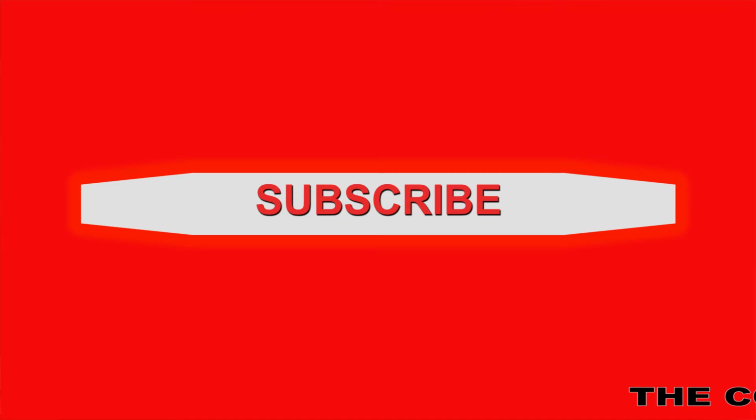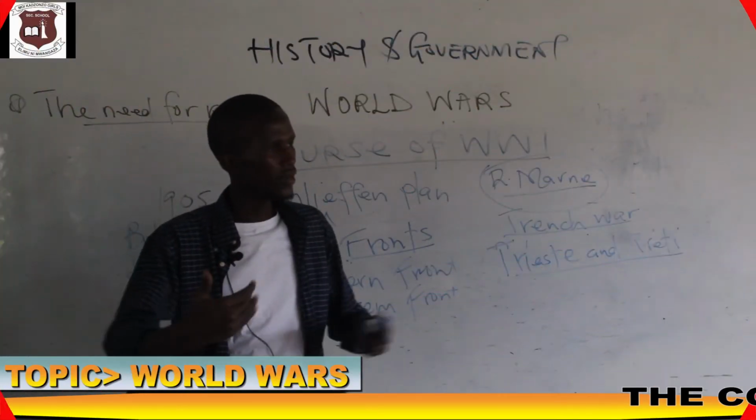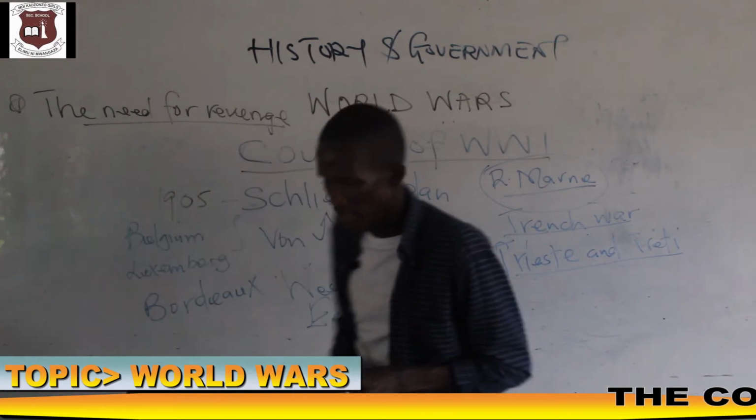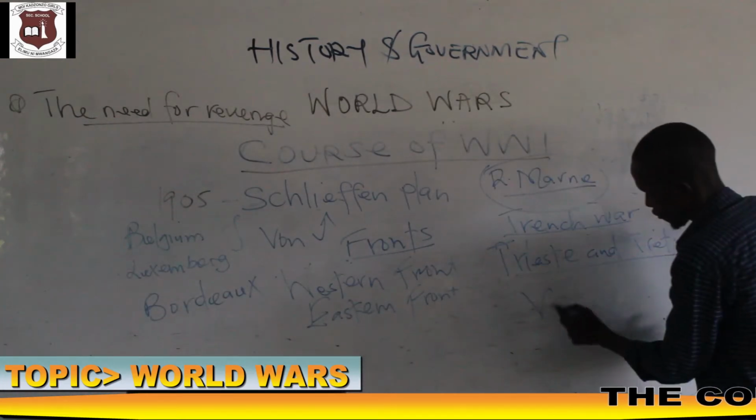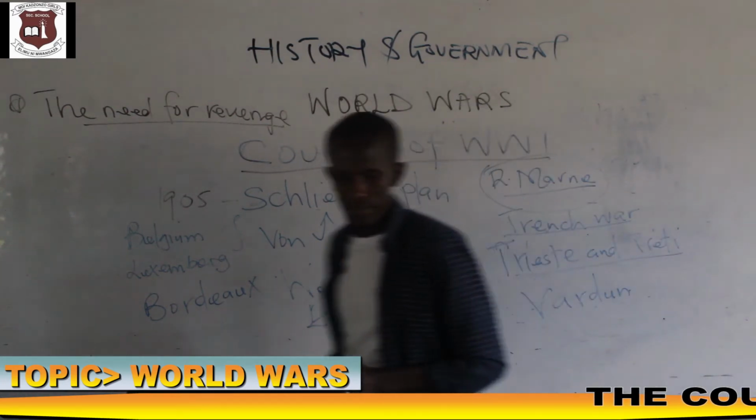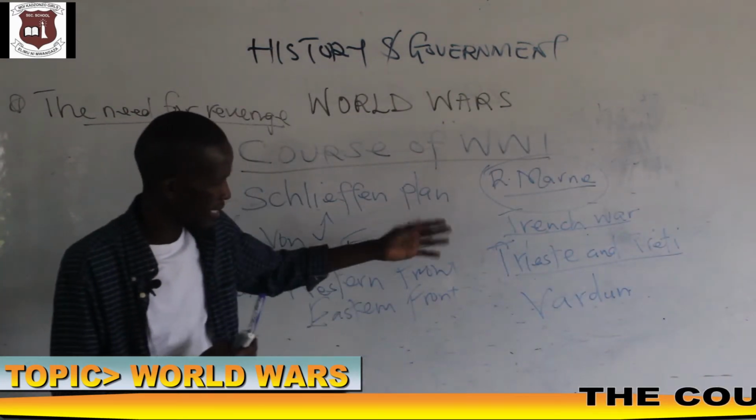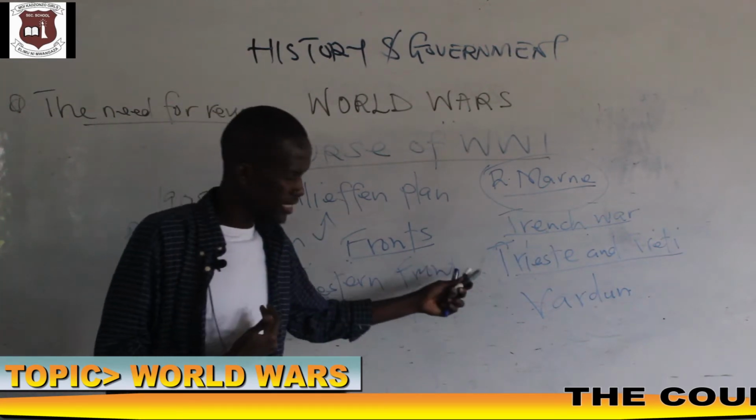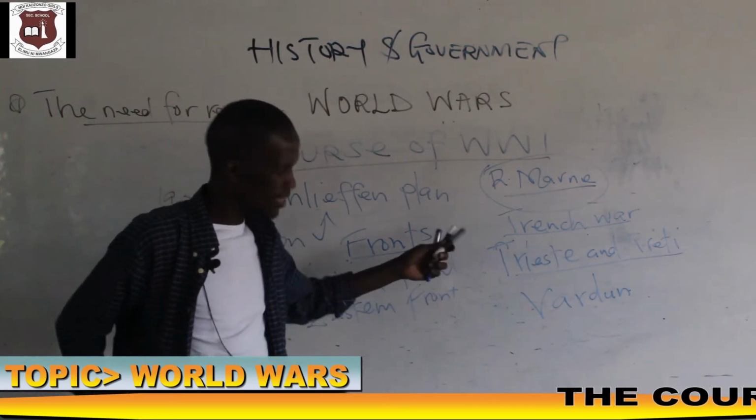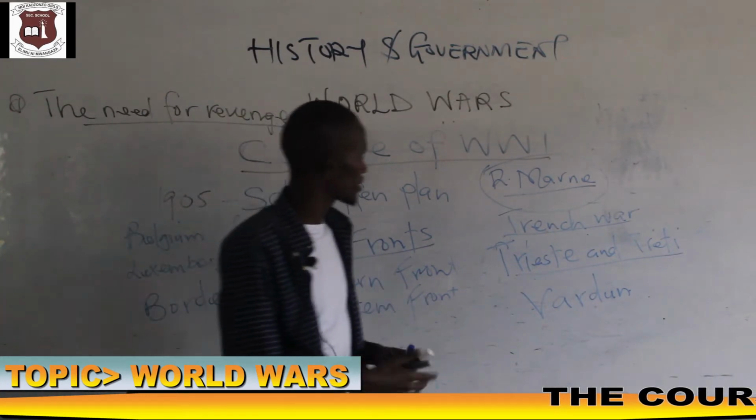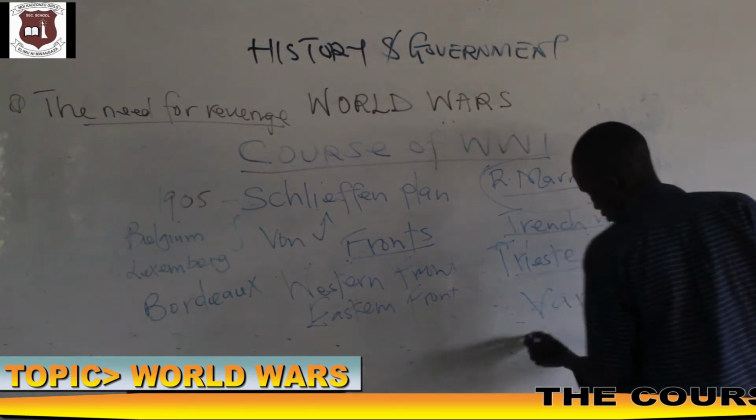So in the first half of 1916, the French held Germany from advancing at Verdun. Another place now is being introduced, Verdun. So the French held Germans from advancing at Verdun, while the combined forces of British and French restrained Germany in the second half of the same year at River Somme, or Somme River.